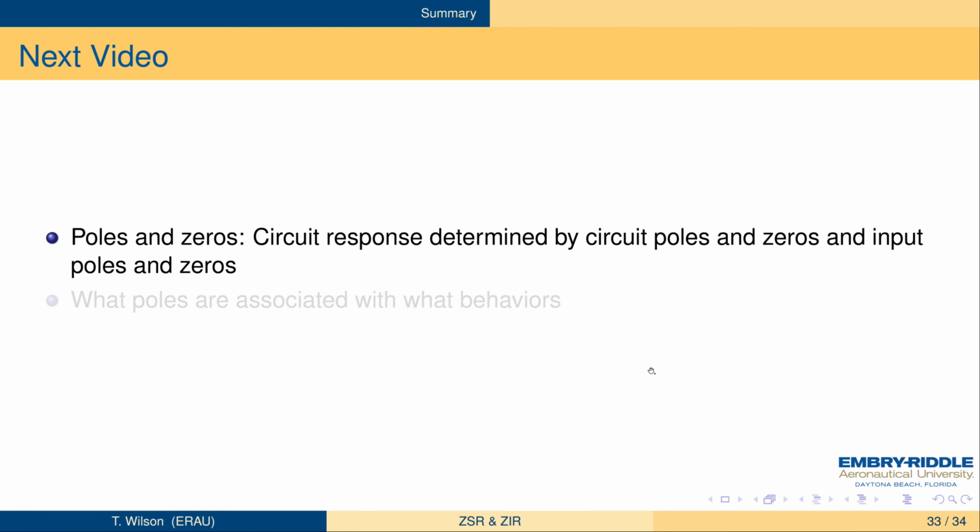What we're going to do next is look at how the poles and zeros of the circuit interact with the poles and zeros of the input. And we'll also go back and look at how the poles in particular correspond to particular time domain features, decaying exponentials, sinusoids with exponential envelopes, and the like. So when we look at the poles and zeros, we get some sense about what's going to happen in the time domain when we do our inverse transform.